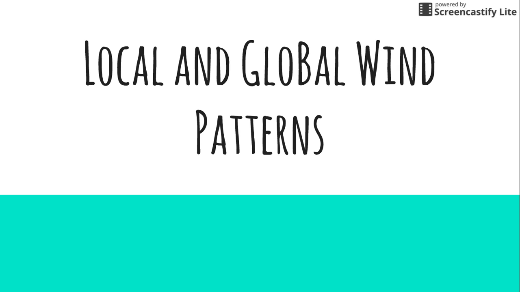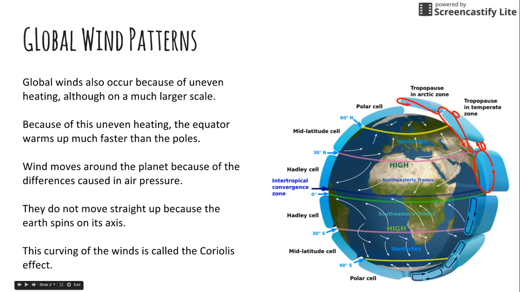Today we're going to start by talking about local and global wind patterns. So let's start with the global wind patterns. Global winds also occur because of uneven heating on a very large scale. Because of the uneven heating, the equator tends to warm up much faster than the poles do, and this is why the equator is one of the warmest. If you go towards the tropical regions, it's warmer than the areas at the poles.